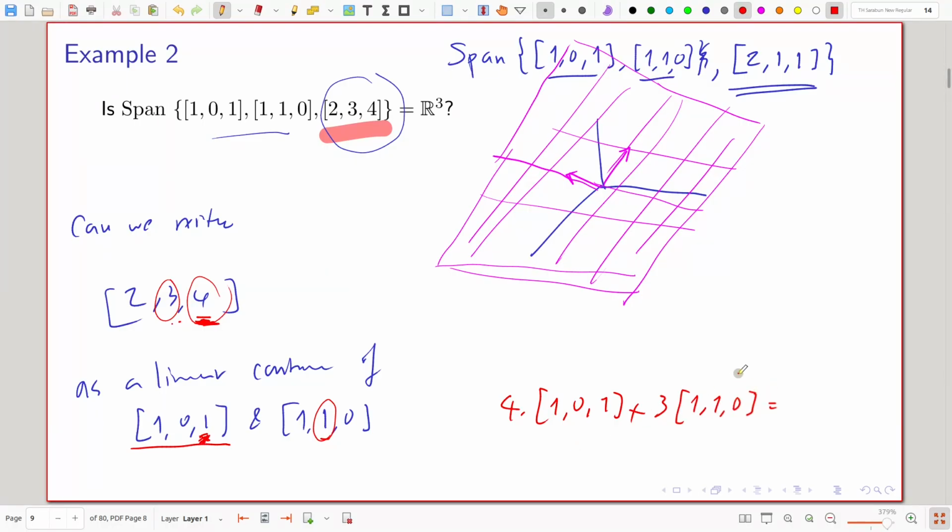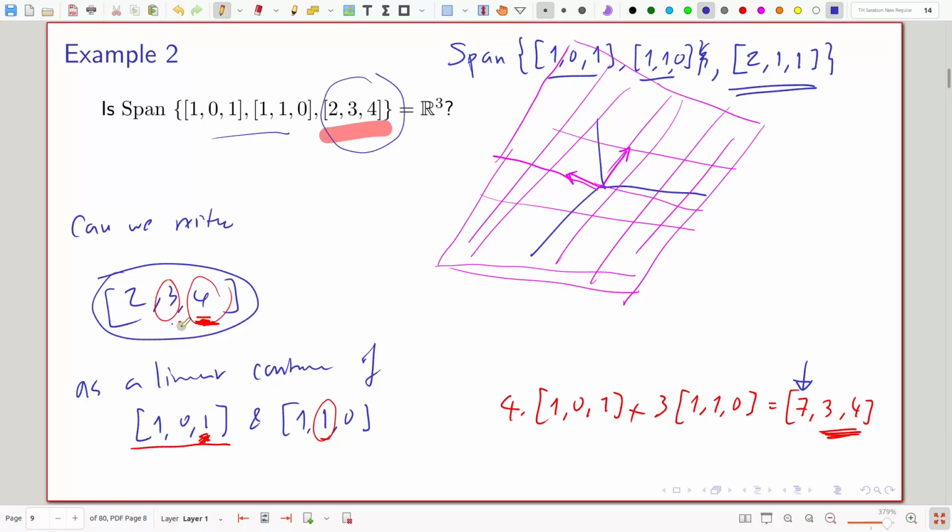So this is the vector that you get, (7, 3, 4). If you want to get 3 and 4 in the last coordinates, the first value can only be 7 if you made it up from the first two vectors. So this is the constraint that you have when you only have two vectors. So (2, 3, 4) is not in the span of the first two vectors.